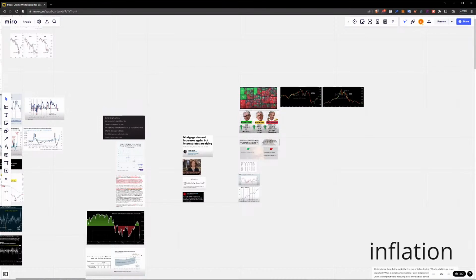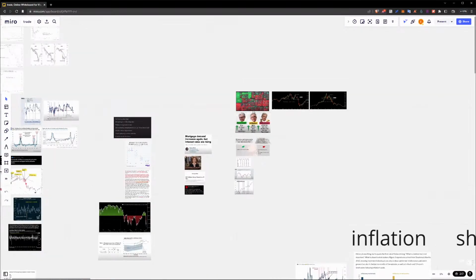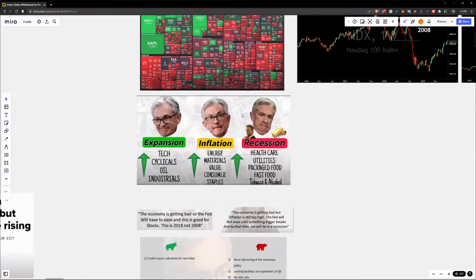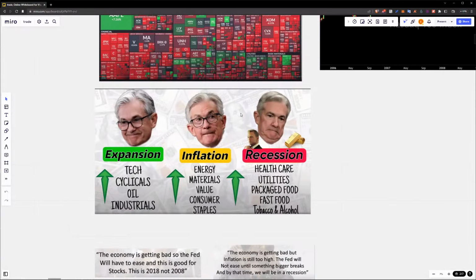Doesn't mean that they are 100%. Of course, trading and investing is a probabilities game, and we always try to come up on the high probability side. And right now, this image that I picked shows the teams of the market for me. We have different teams. We have the expansion team, where technology, cyclicals, and energy usually go stronger. And we have the inflation team, which we had mostly last year.